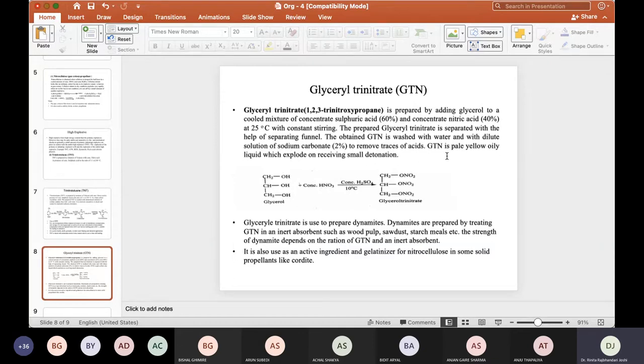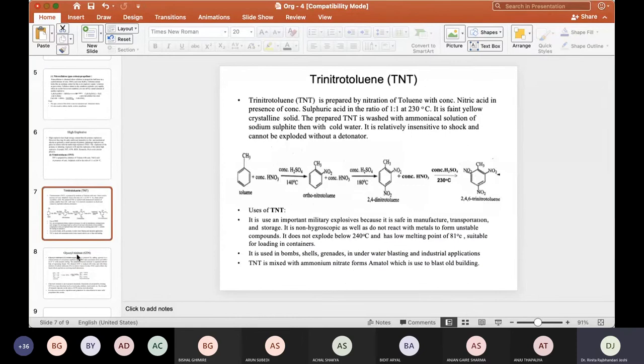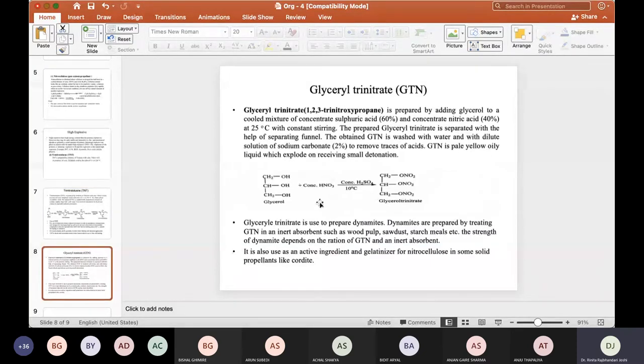And this GTN is a pale yellow oily liquid, which explodes on receiving a small detonation. Where there is a nitro group, the color is yellow to brown, and as more nitro groups form and oxidize, it turns brown. TNT is a faint yellow crystalline solid, while GTN is also pale yellow but in liquid form, and it explodes on receiving a small detonation. Glycerol trinitrate is not so stable, so you should be very careful to prepare it, because it is very unstable.